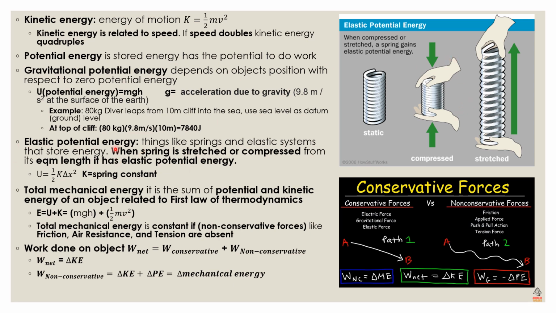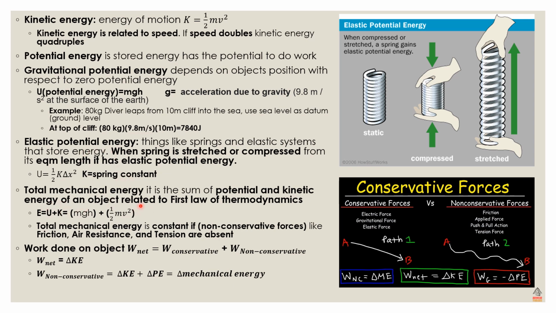And the way to calculate it is U, potential energy, is equal to half times k, which is the spring constant, times delta x, the displacement, squared. So how far it stretched or how far it went.